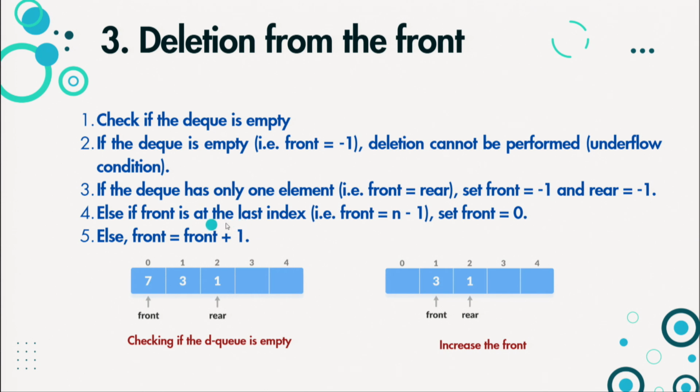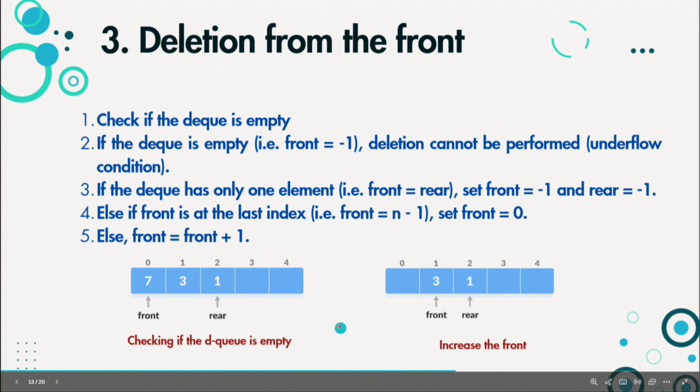if front is at the last index, if your front is pointing to the last position in your array, then after the removal of the element you need to set front to 0. In all other situations we usually increment front by 1.